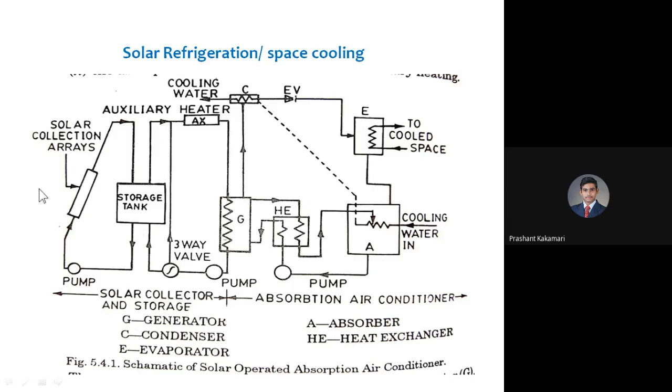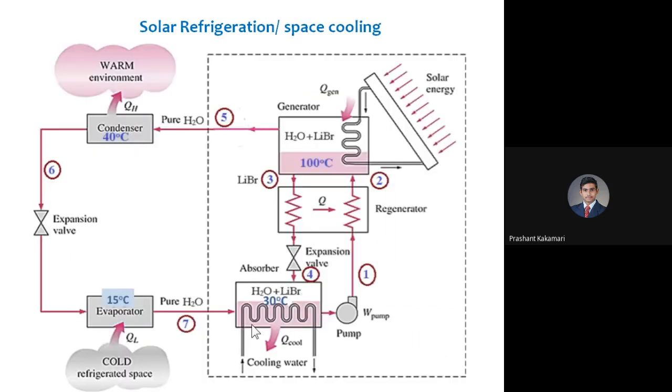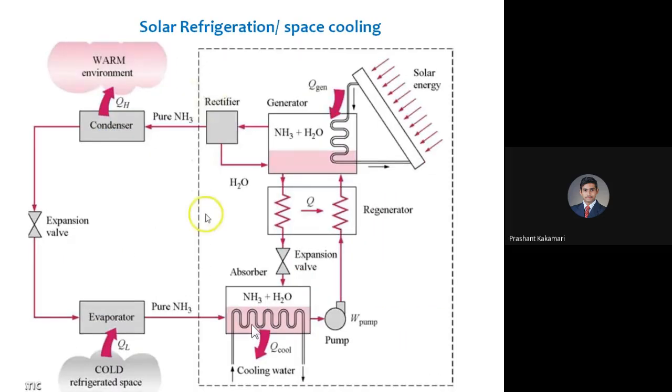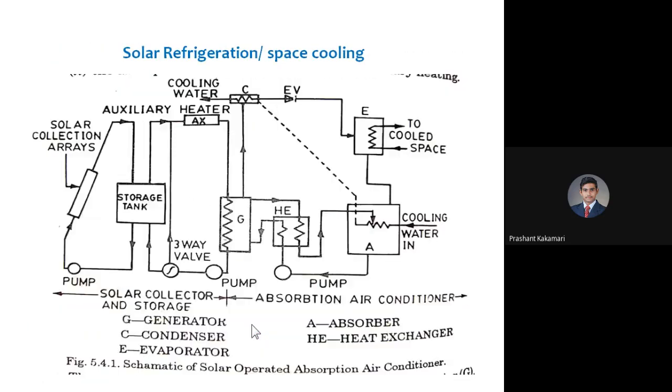Here, after the generator, condenser, and between condenser and evaporator, you can see the expansion valve, EV. The expansion valve is shown at the top. And for the condenser, the cooling water can be taken from the absorber itself, or an external cooling system can also be used for the condenser. So this is one type of representation. We can represent it in this form also. Any one of the sketches you can draw and explain solar refrigeration or solar space cooling.